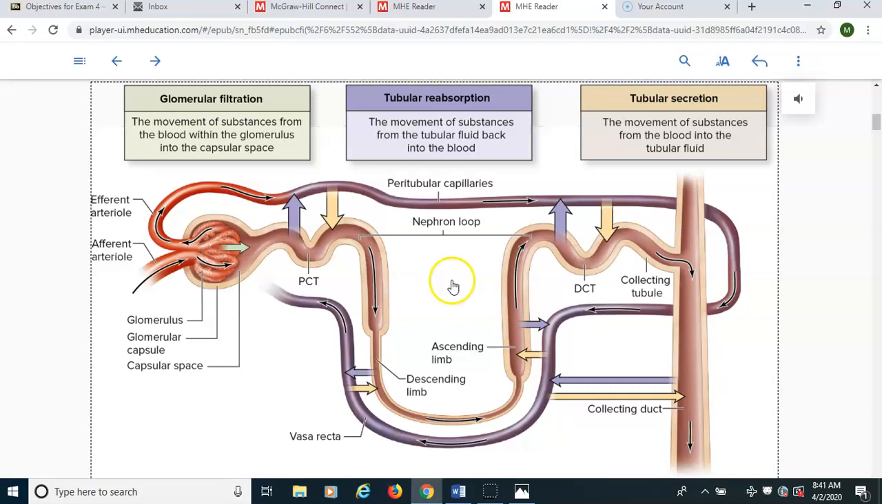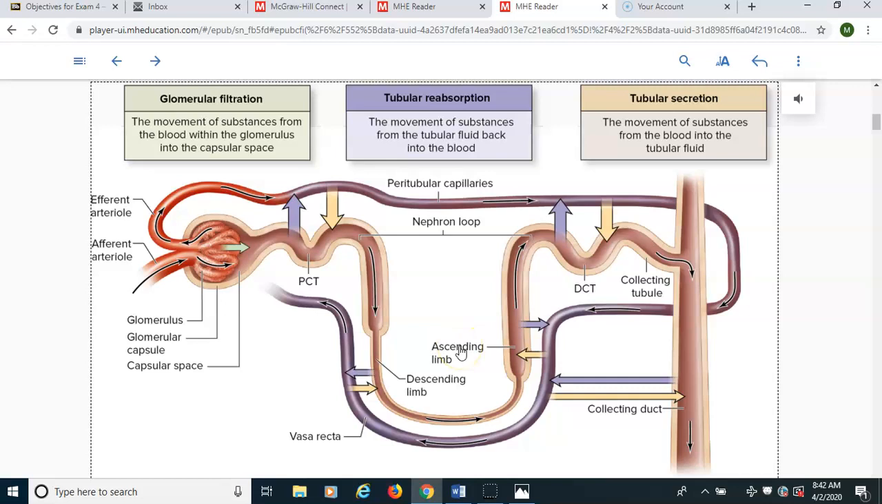Okay. Then, as the tubular fluid's moving along here, we may have a situation where there's some substance that's still in the blood and we don't want it to be, like maybe a waste product, a drug, something. And so then our nephrons are going to want to move that substance from the blood into the tubular fluid, so we can get it into the urine and get rid of it. So the movement of substances from the blood into the tubular fluid is called tubular secretion. So these are pretty much opposites of each other.